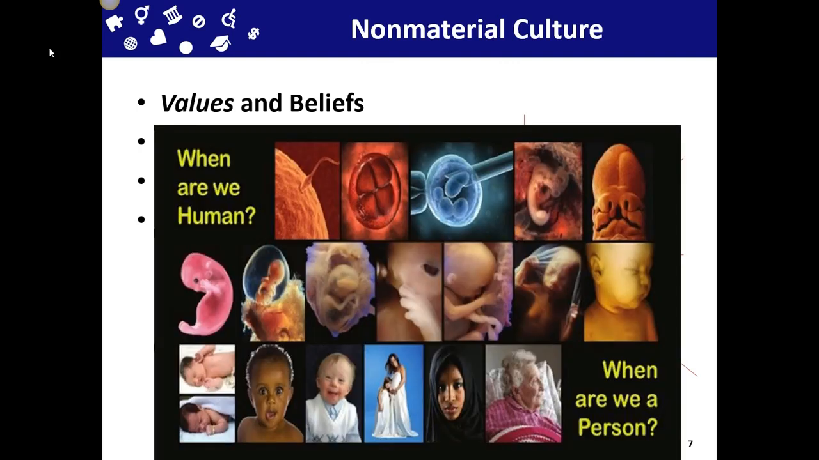Now, beliefs your book doesn't talk about, but tend to go hand in hand with values. So beliefs are those things that we consider to be true or untrue, real or not real. So, for example, let's think about human life. It's pretty uncontested in the United States that we value human life, right? There are many laws and policies that reflect this value on human life.